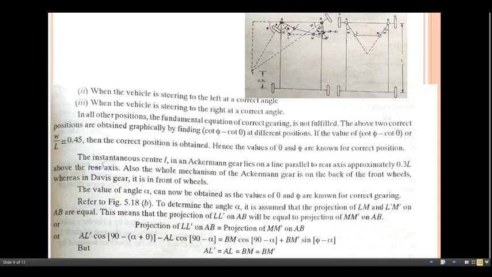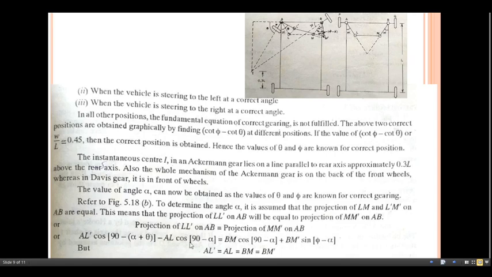Similar case with this side: what do we get here? BM dash. So what's about this angle? Phi minus alpha. Here in this case, if you see this AL dash and this BM dash, these are nothing but the same length. If you see AL and BM, the length is the same. This means that if the displacement of AL takes place from the initial position to the next position, AL and AL dash are the same, BM and BM dash are the same. So we can write this relation as AL dash equals AL equals BM equals BM dash.